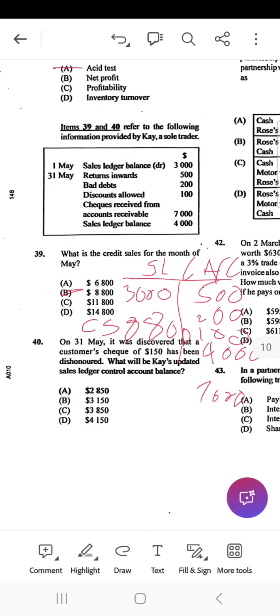Number 40, on the 31st of May, it was discovered that a customer's check of 150 had been dishonored. What will be the updated sales ledger control account balance? So initially, when the person paid that 150, we would have credited our sales ledger control account because that person now owes us less. And remember, as we said, when it decreases how much they owe us, we credit. But now that it's dishonored, that means they owe us that 150 again. So we just increased. So we are going to debit that 150.